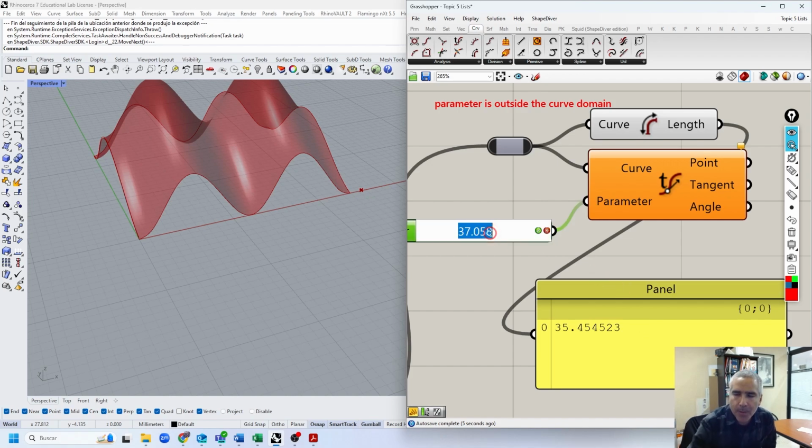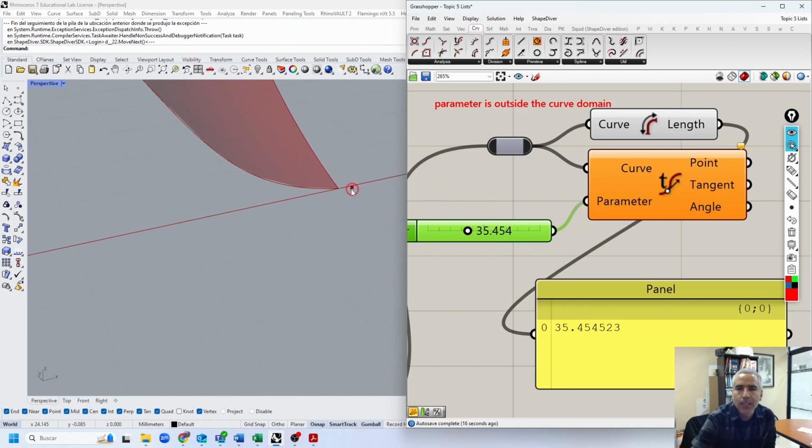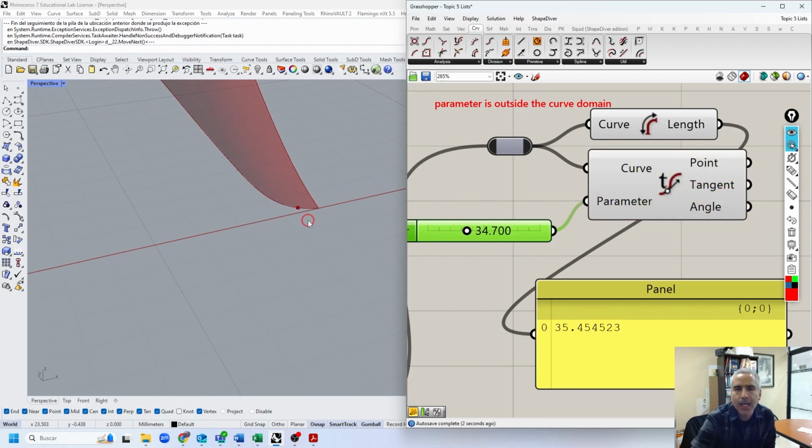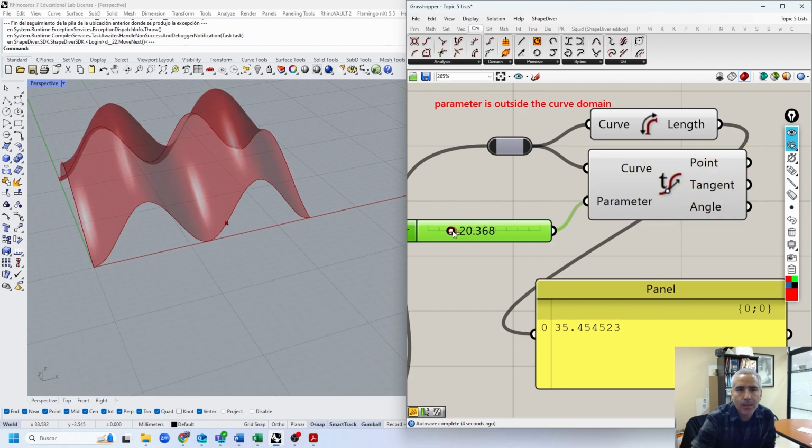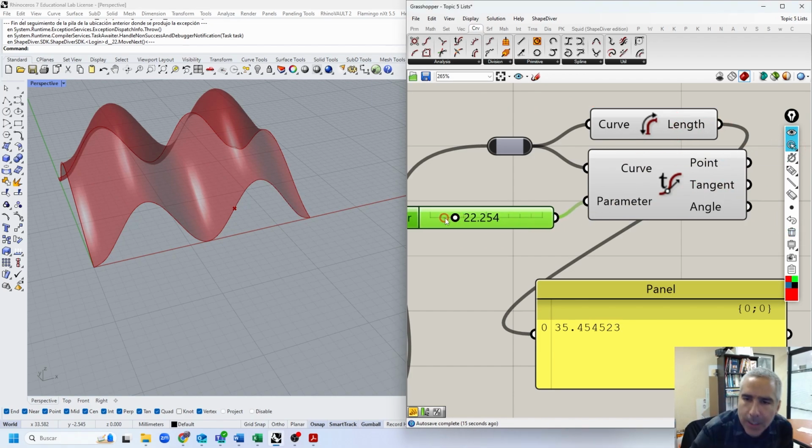So if I put this slider here on this parameter, I can see that the point is actually pretty much over there, something like that. So that's the curve parameter, or the evaluate curve, right? So that's basically it. And so anyways, that's it.